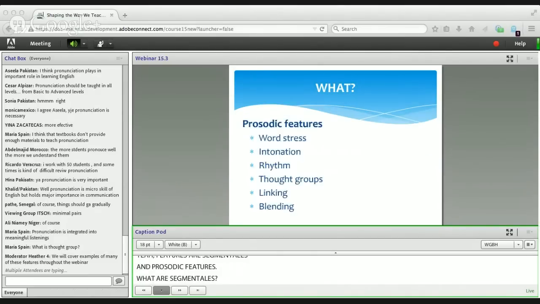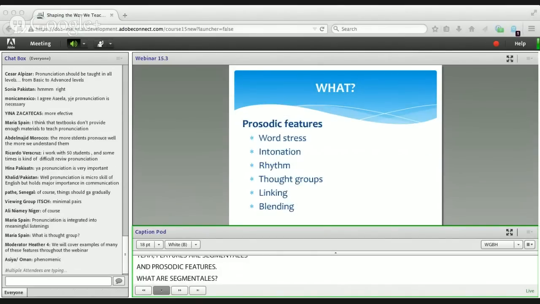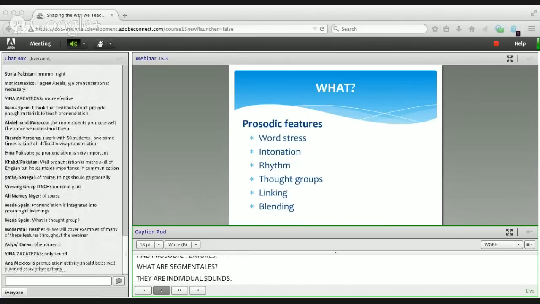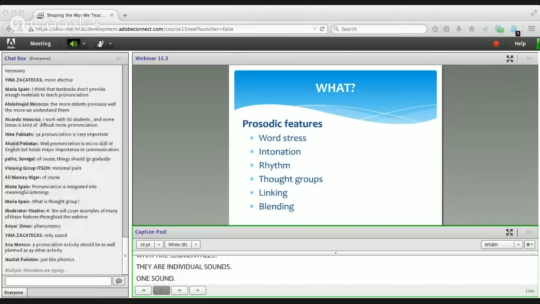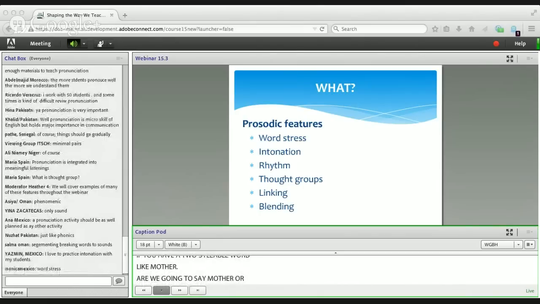And then what do we mean by prosodic features, prosody, or suprasegmentals? You might have heard that word before. What does that mean? Well, we're talking about word stress, for example. If you have a two-syllable word like mother, are we going to say mother or mother? Which syllable is stressed? We'll be doing some practice of this in a few minutes. So we have word stress patterns.